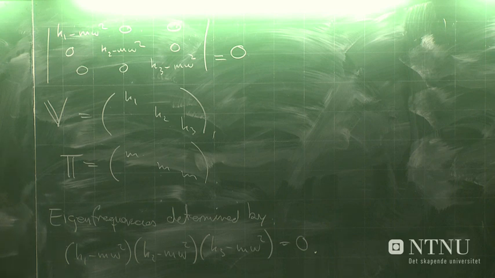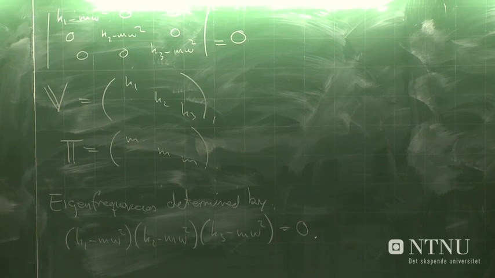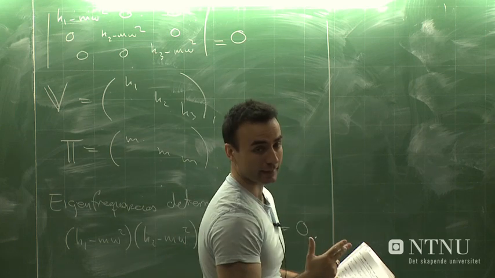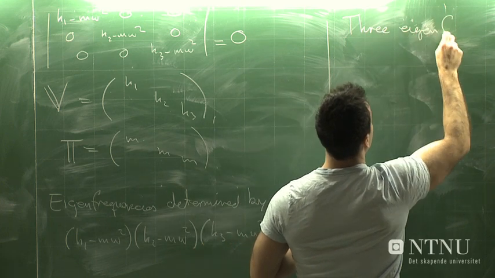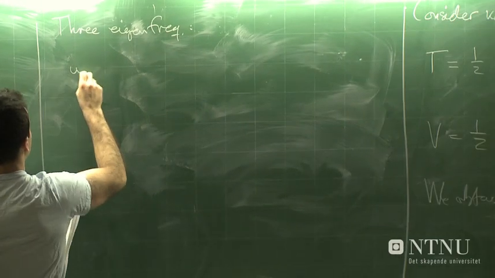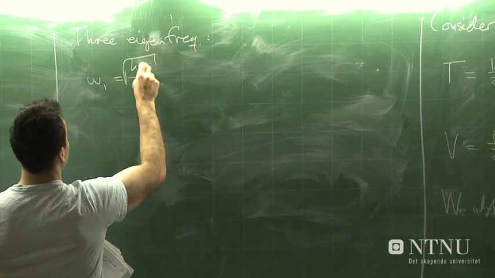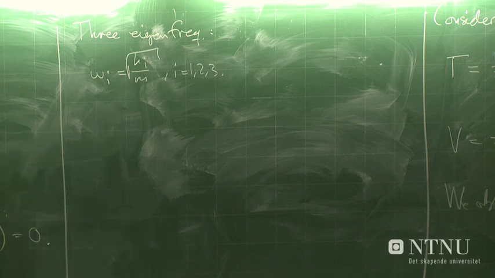So we get this characteristic equation for determining the eigenfrequencies. And I realize this is a massive overkill for solving this problem. But this is just to show you basically how this mechanism is supposed to work. Okay, so we find three eigenfrequencies. Like this.